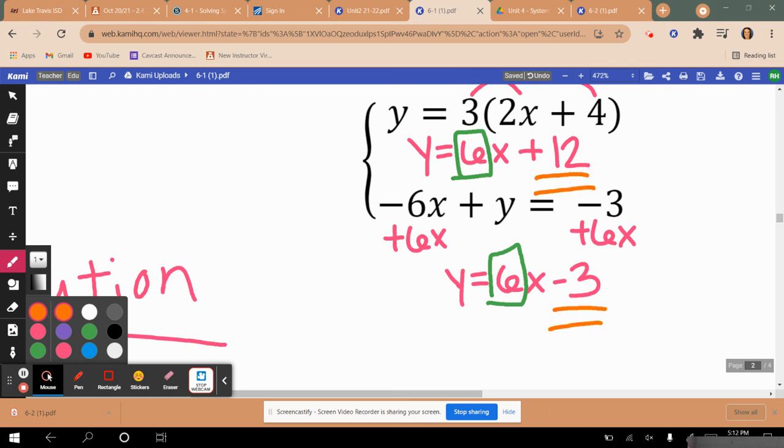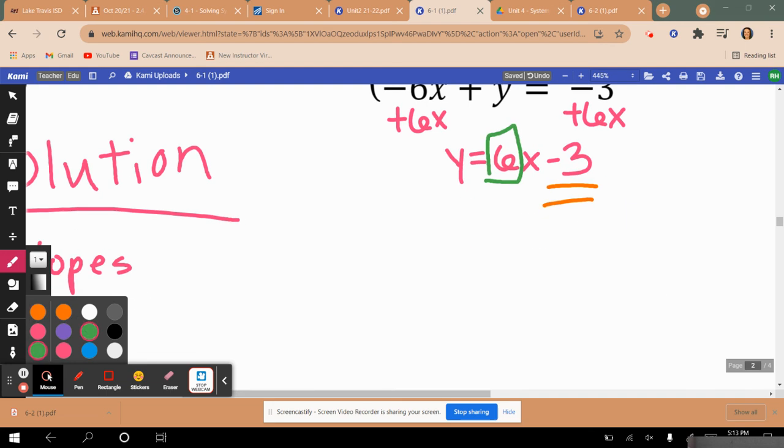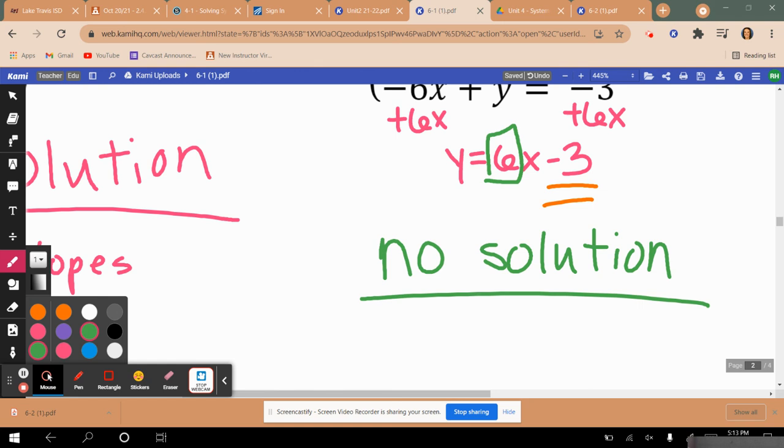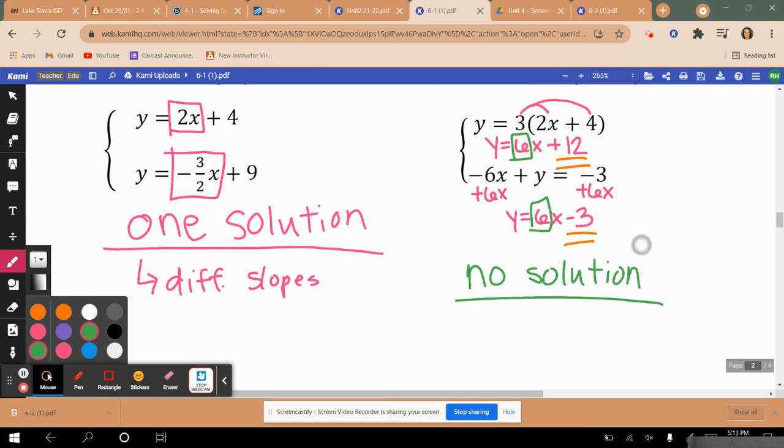Look right above. How many solutions do they have when they have the same slope but different y-intercepts? They are going to have no solution. That's going to be your answer here. No solution. Because they have the same slope but different y-intercepts. So they would intercept the y-axis at different places, but still be going up at the same rate as the other one. And so they would never cross. They would be parallel lines.